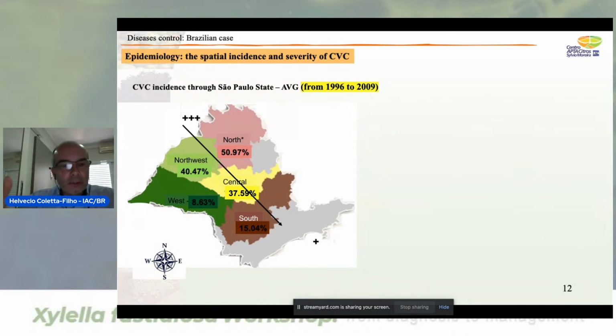Just for how the disease was distributed in São Paulo state from 1996 to 2009, the incidence and the severity of the disease was highest in the north of São Paulo state, and lower in the south part of São Paulo state. So there is a gradient of the disease from the north to the south of São Paulo state.